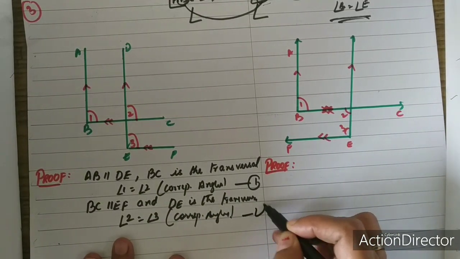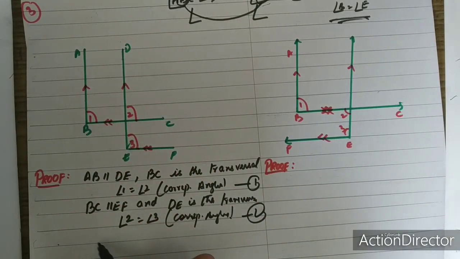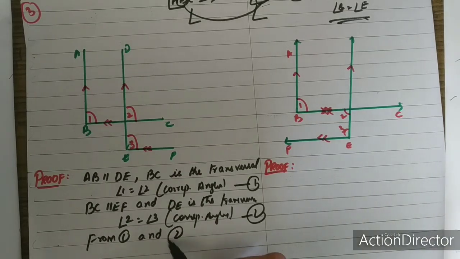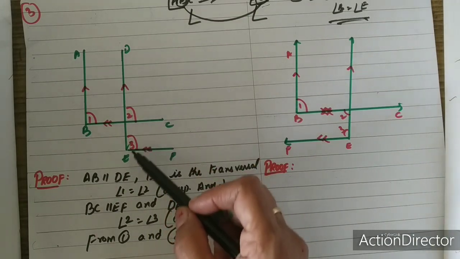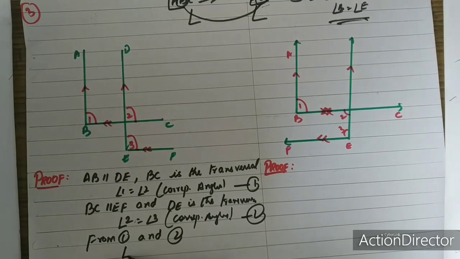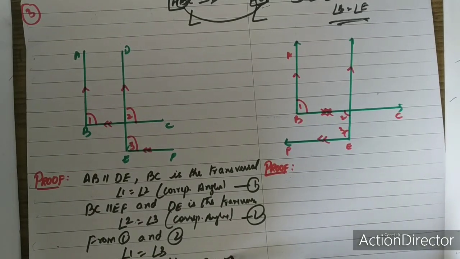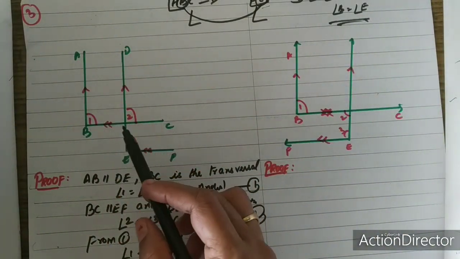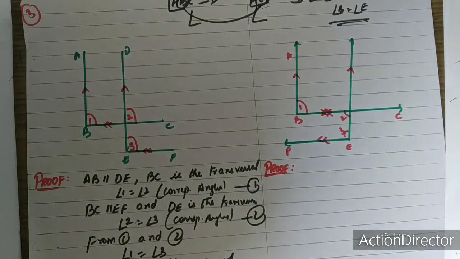Therefore, from equation 1 and 2, you can observe that 1 is equal to 2 and 2 is equal to 3. That means 2 is common in both the angles. I can say angle 1 is equal to angle 3. Hence, you have proved that the angle B is equal to angle E. We have marked these angles as 1, 2 and 3. So, you have proved angle 1 is equal to angle 3.